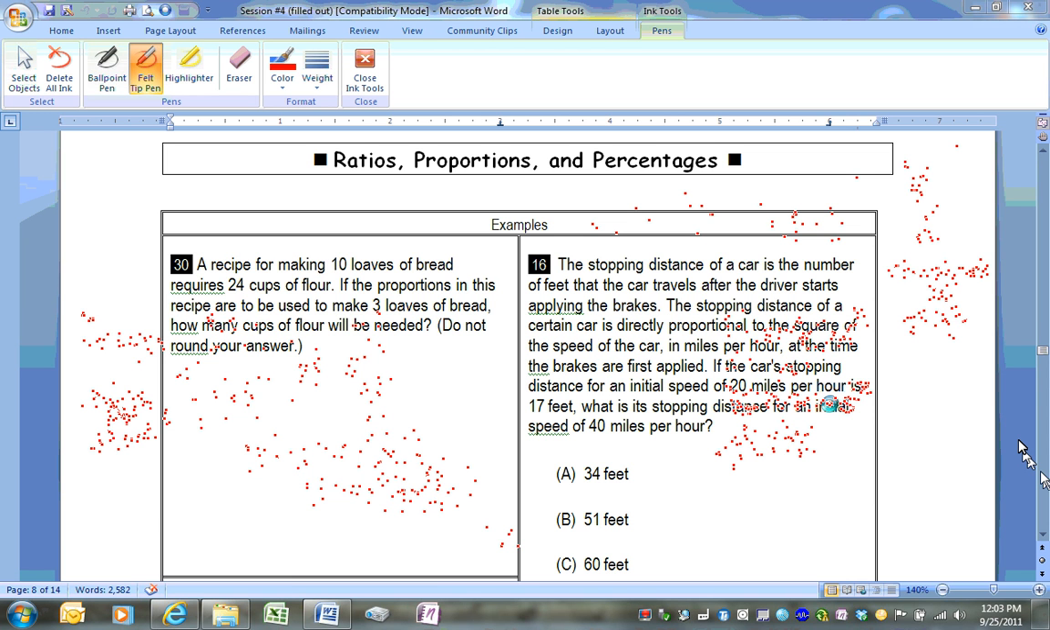So I'm still going to do the same thing as number 30, it's just the wording can throw you off a bit. So it's still the same thing, but we're now comparing distance over speed squared. So 17 over 20 squared will equal what? x over 40 squared. Or we could say D. If you use a calculator to work that out, very, very simple.